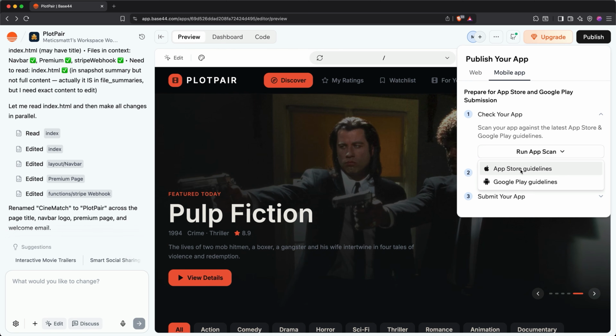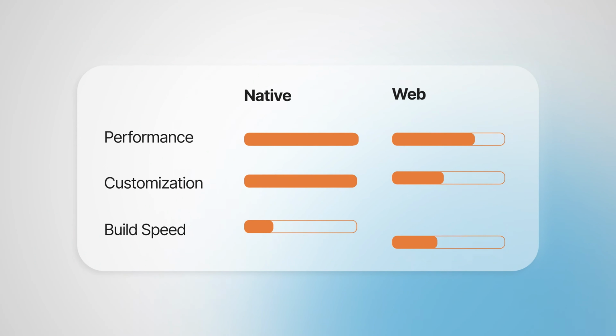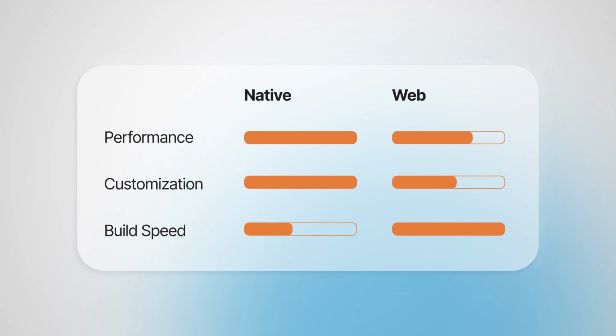Now, a couple of things to be aware of. Apple's review process can take some time, sometimes a few days, and they have specific guidelines about what apps can do, so don't expect it to be instant. Google tends to be faster, but they have their own requirements too. The result isn't identical to an app built natively in Swift or Kotlin, but for most use cases, especially the kinds of apps you'd build with vibe coding, it works great.